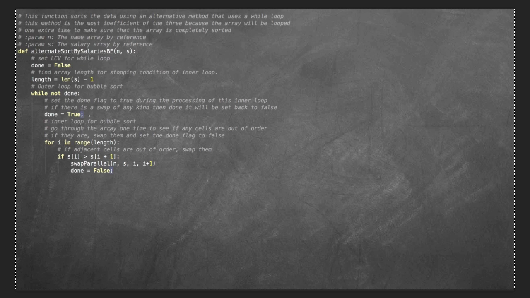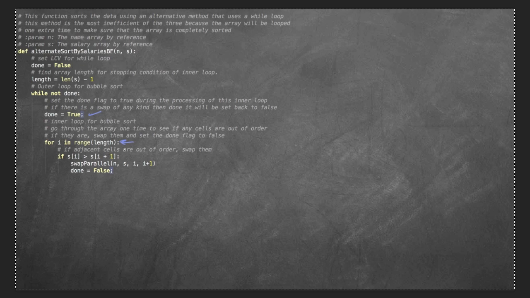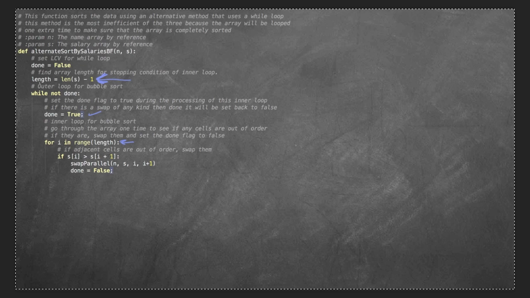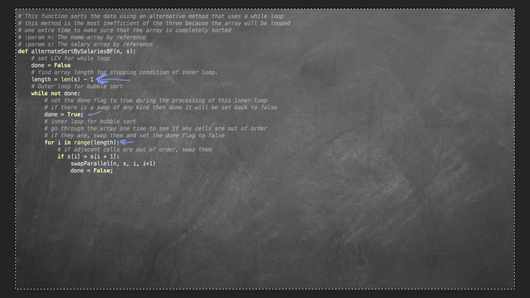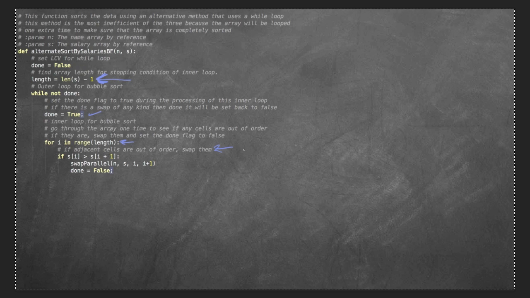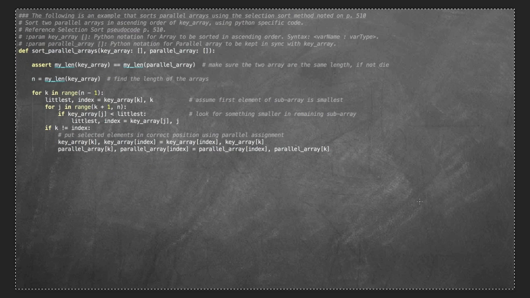I immediately set done to true. I'm going to assume that I only need to do this one time. Then down here for I in range, length, which length was what? Length was this thing right up here. So we have the length, I in range length, and then if the adjacent cells are out of order, swap them. And then I'm going to keep on doing this until the whole critter is done.